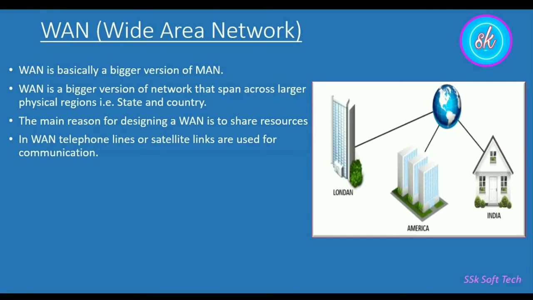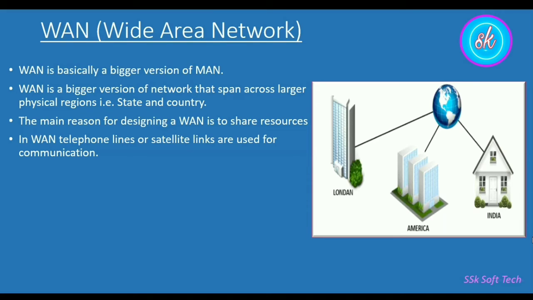This diagram gives us detail about the WAN, where 3 LANs are there. One LAN is present in London, the second LAN is present in America, and the third LAN is present in India. Now, these 3 LANs cover a geographically large distance. So, we cannot connect these 3 LANs with the help of LAN or MAN. So, here the WAN concept comes into the picture.